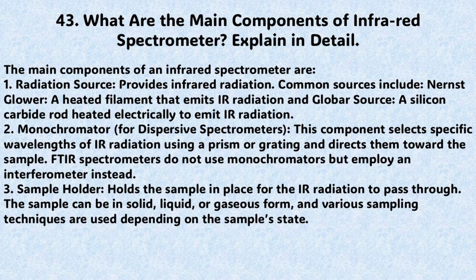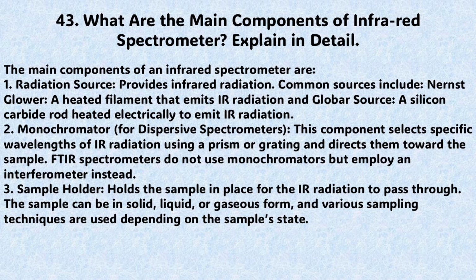The next question is question number 43. What are the main components of infrared spectrometer? Explain in detail. The answer to this question is very simple. The main components of an infrared spectrometer are: radiation source, provides infrared radiation. Common sources include Nernst glower, a heated filament that emits infrared radiation. Globar source, a silicon carbide rod heated electrically to emit infrared radiation.